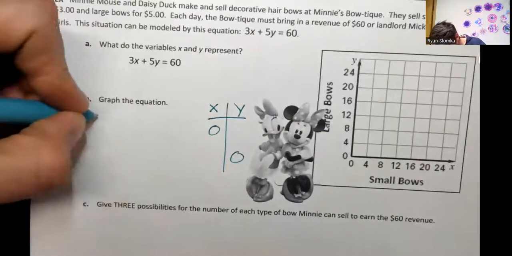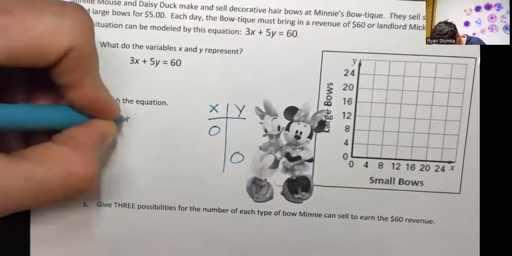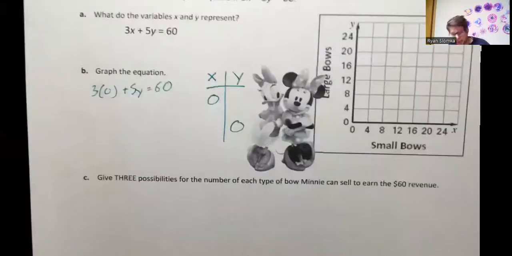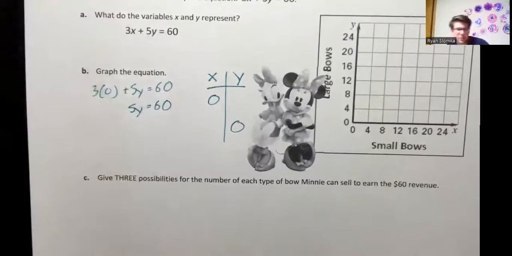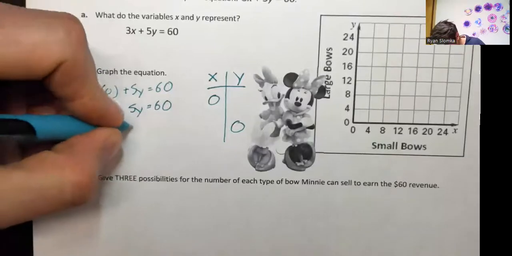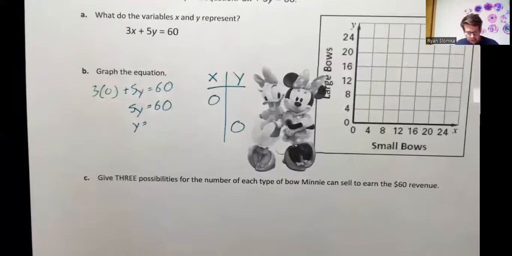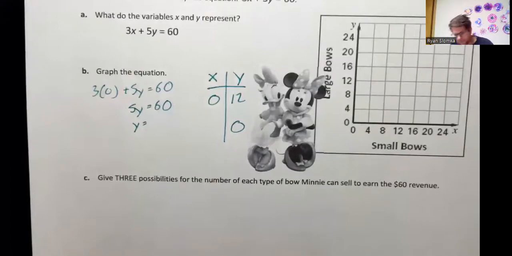We want to make a table and we want to use 0 two times. So the first time I want to plug it into the x position. So that's going to be 3 times 0. And our 5y and our 60 are going to stay the same. 5y and 60 are going to survive, but 3 times 0 is just 0. And then we're going to do some dividing, and we end up with a y value. 60 divided by 5 is going to give us 12. 12 is going to be our first intercept, our y-intercept.